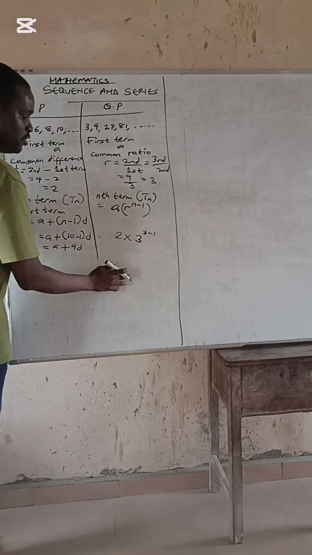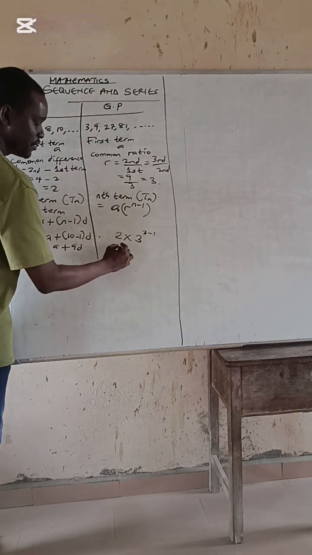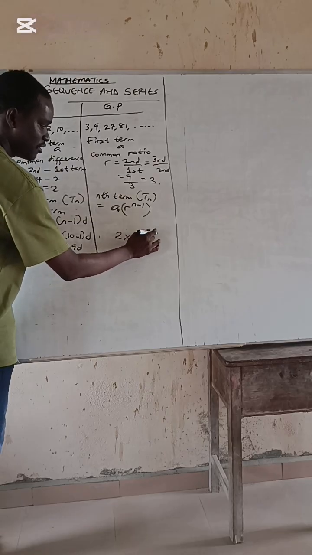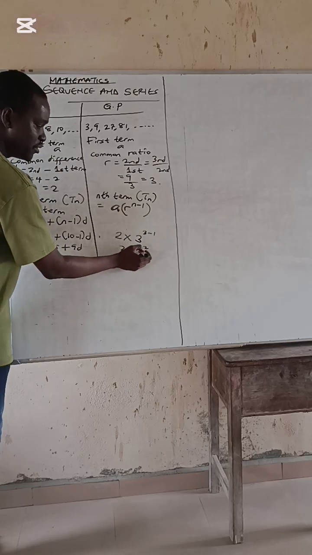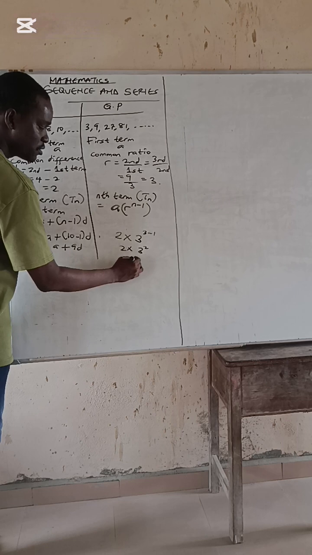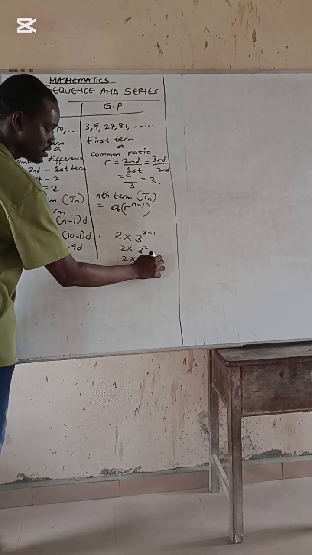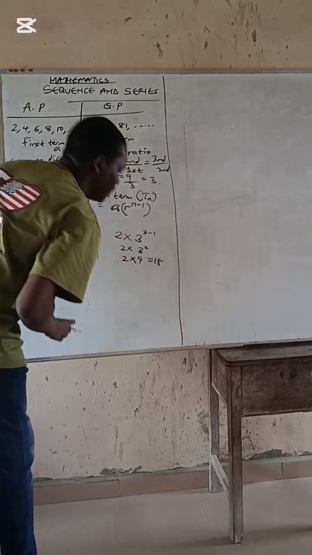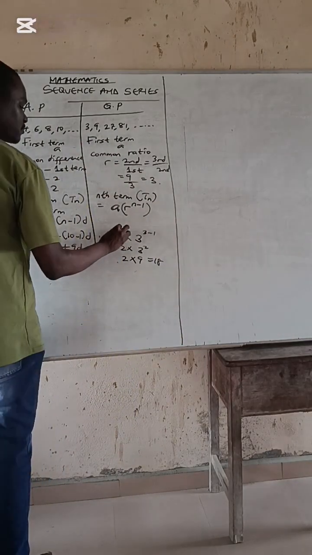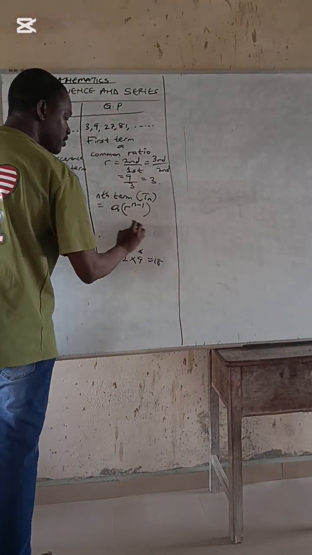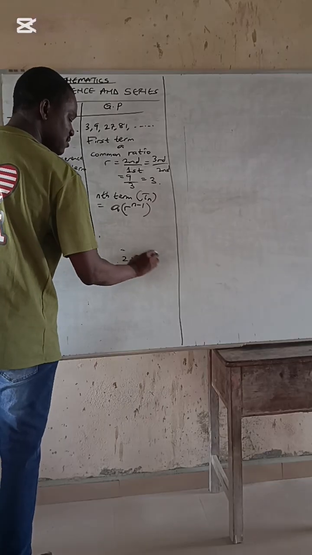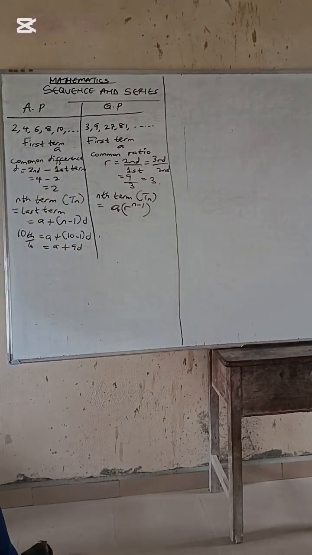So the first thing you need to do is what? Let's simplify this one first: 2 times 3 raised to power 3 minus 1 is 2. Now what will 3 raised to power 2 give us? It will give us 3 times 3, that is 9. So that is 2 times 9, which is what? 18. So that is what the value will give us. But if you go the first way I did it, that is the wrong calculation. That means you have not done the right thing.